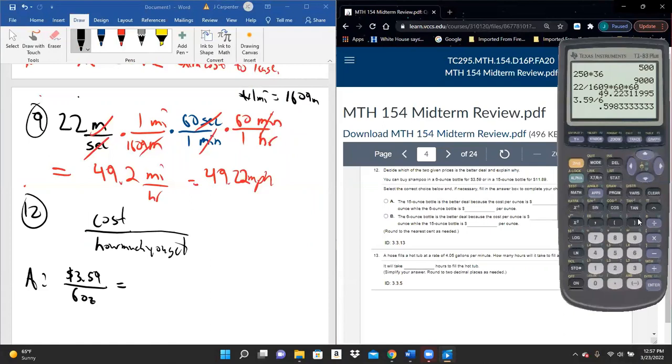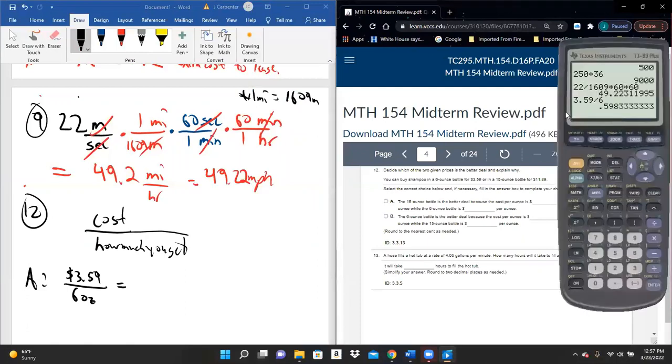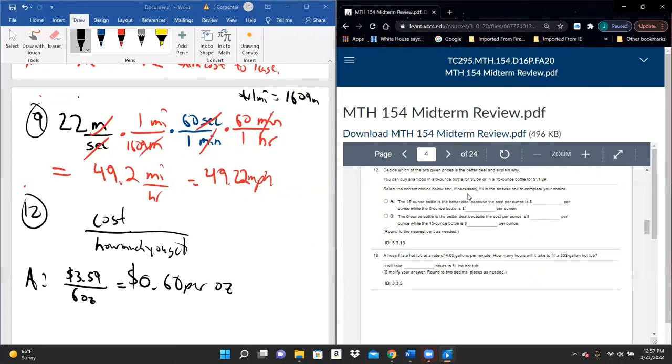0.5983, and so on. And they say to round this to the nearest cent. So rounding to the nearest cent makes it 0.598, so 0.60 actually. So 0.60, and that's dollars per ounce of shampoo. So you're paying 60 cents per ounce of shampoo if you buy brand A or size A.